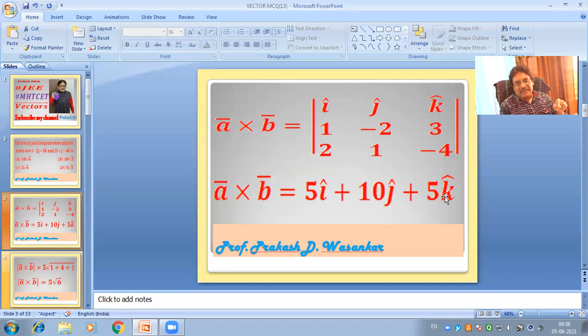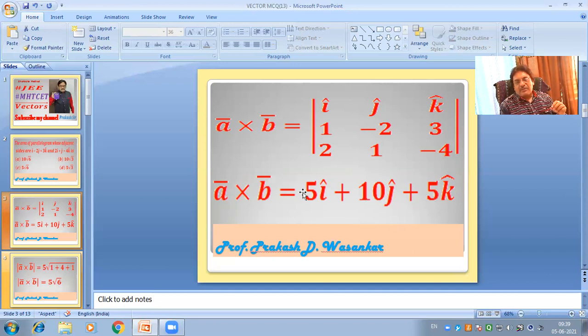So we write k times: 1 into 1 is 1, 2 into minus 2 is minus 4, so 1 plus 4, therefore plus 5k. And then we find the magnitude of A bar cross B bar. The magnitude of A bar cross B bar is equal to under root 5 square plus 10 square plus 5 square.